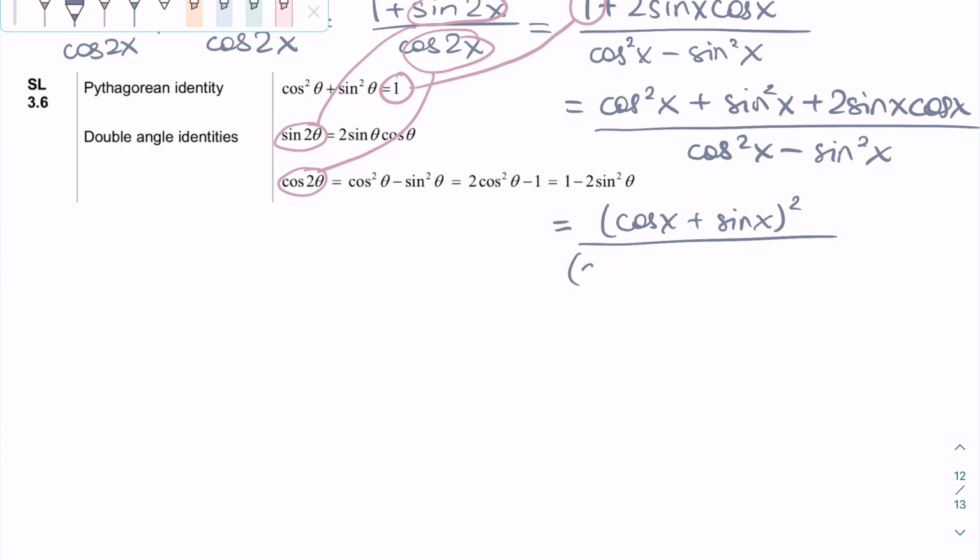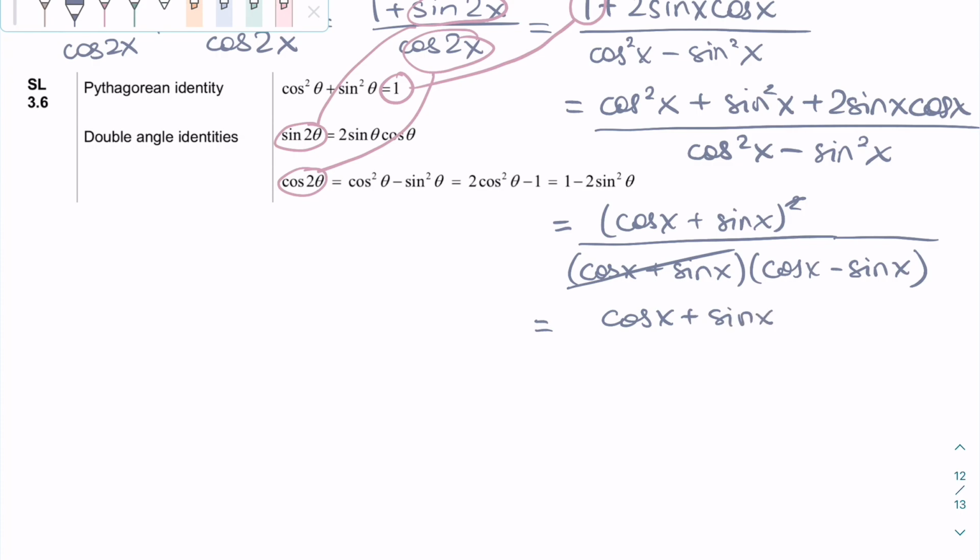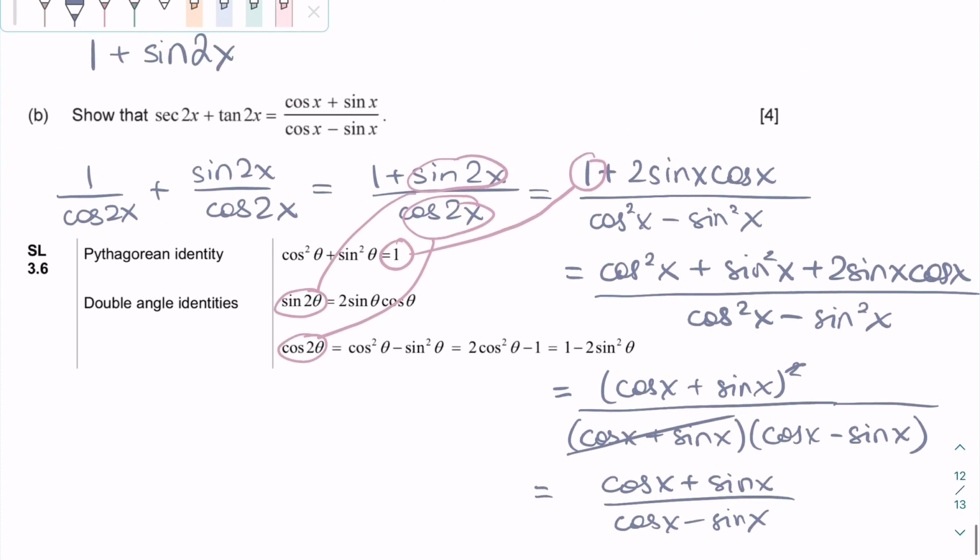As I mentioned before, the denominator can also be factorized, so we can rewrite it as (cosine plus sine) times (cosine minus sine). One of the factors on the numerator cancels out with the cosine plus sine factor in the denominator, and we're left with what we were meant to prove, so cosine plus sine over cosine minus sine.